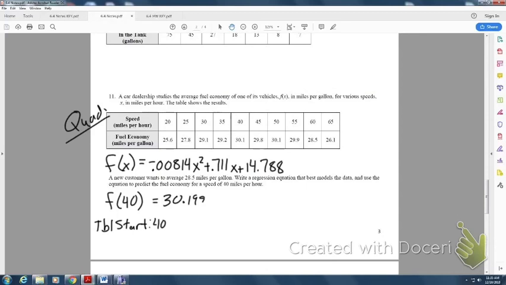Okay. So with that, I want you to turn it over. We're just going to do one more on the back, and we'll be done with notes. I want you to do number 13. Okay?